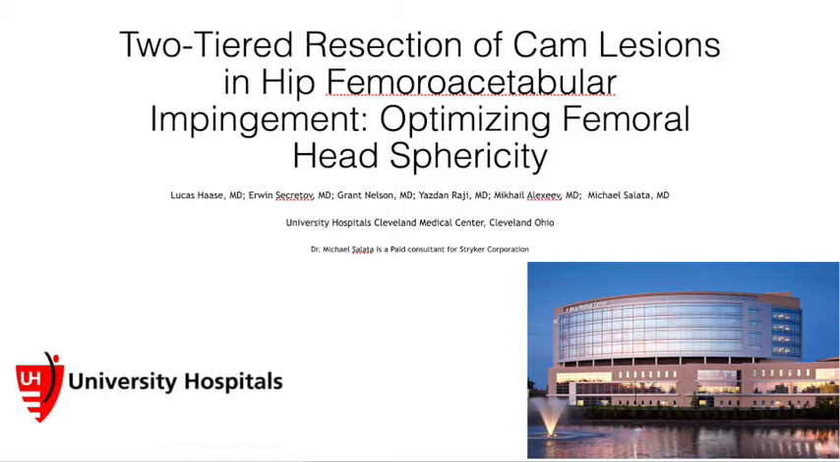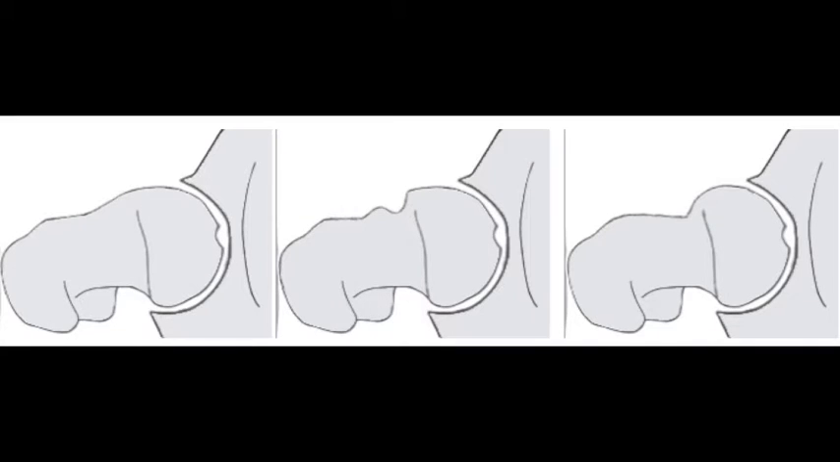In this video, we will demonstrate the senior author's technique for cam resection, deemed a two-tier resection. Tier 1, demonstrated in the second picture, aims to set the depth of resection and restore head-neck offset. Tier 2 then resects the remainder of the cam lesion to the same depth.